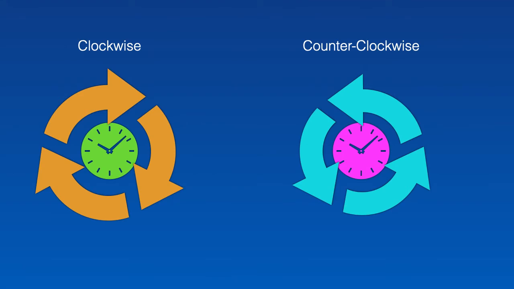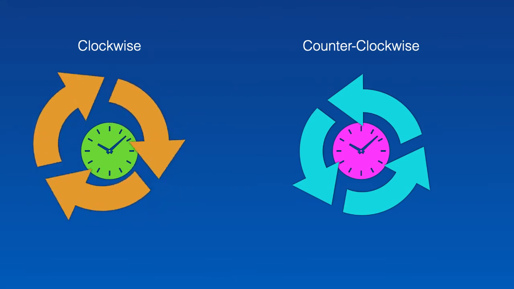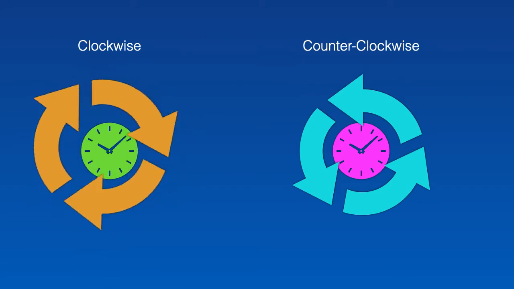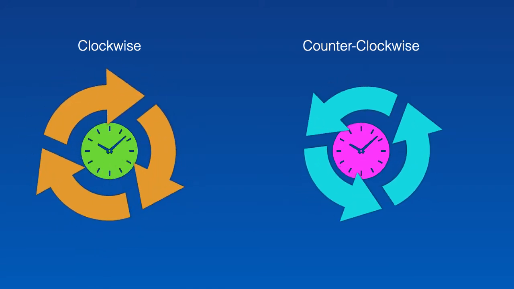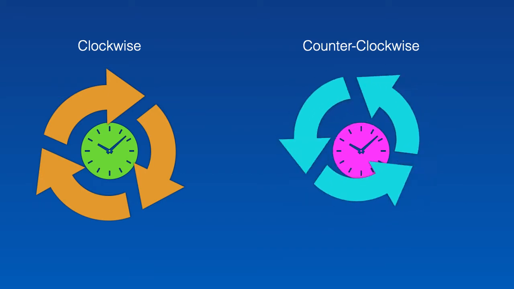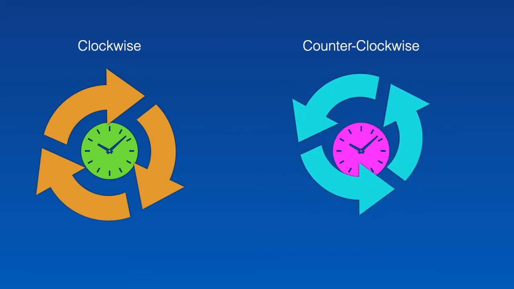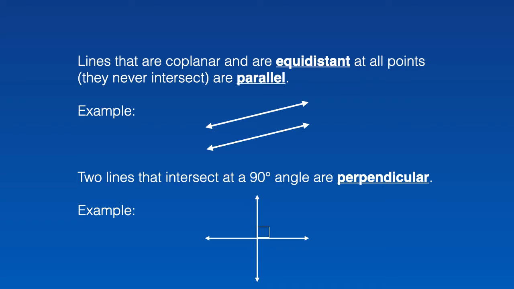Remember that clockwise means in the direction of the clock, which is to the right, and counterclockwise is the opposite direction of the clock, which would be to the left. Make sure you're familiar with what parallel lines are and what perpendicular lines are. Lines that are coplanar and are equidistant at all points are parallel. That word equidistant means at an equal distance at all points. That word is on the test, so be familiar with it before the exam.